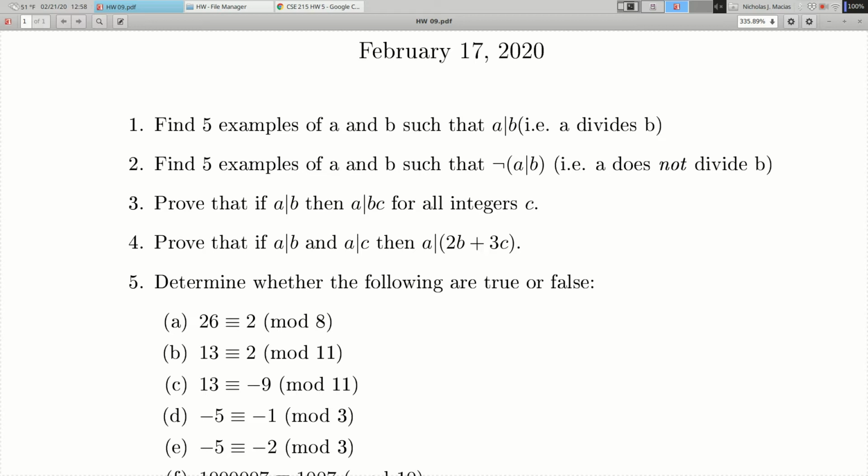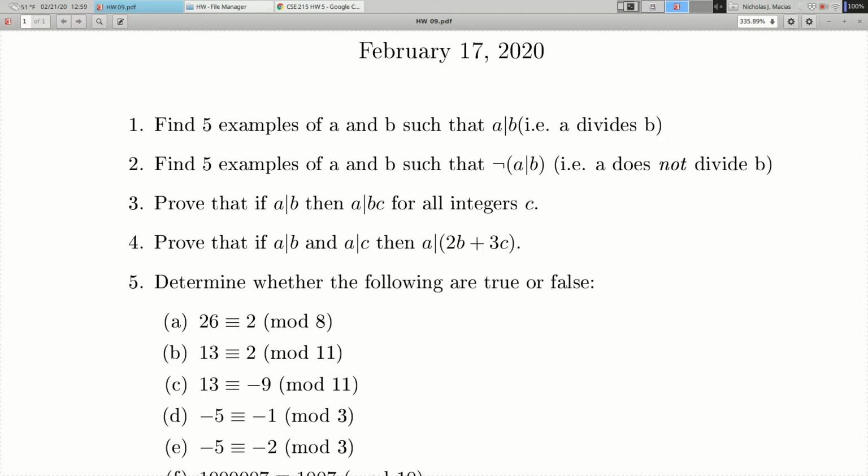Just add 1. Well, yeah. All right, then question 2, do the opposite: 5 examples where A does not divide B. If A divides B, then A divides BC for any C. So right up front here.